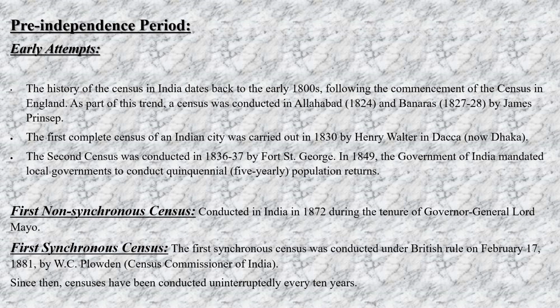In 1849, the Government of India mandated local governments to conduct quinquennial, 5-yearly population returns. The first non-synchronous census was conducted in India in 1872 during the tenure of Governor-General Lord Mayo. First synchronous census: the first synchronous census was conducted under British rule on February 17, 1881, by W.C. Plowden, Census Commissioner of India. Since then, censuses have been conducted uninterruptedly every 10 years.